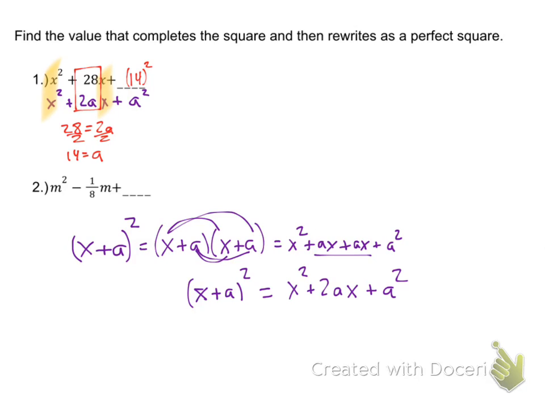Does anybody remember what it is? What's 14 times 14? Actually, I'm not going to put it there. I'll put it up here. 196. First of all, it's 4 times 4, so it has to end in a 6, right? Because 4 times 4 is 16. It's 196. So if I wanted to find the value that completes the square, the answer is 196.